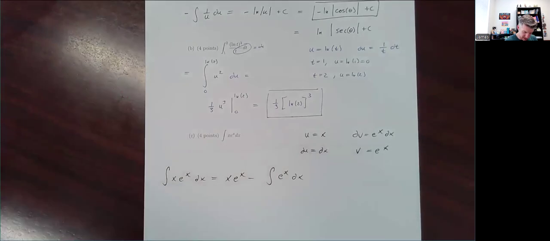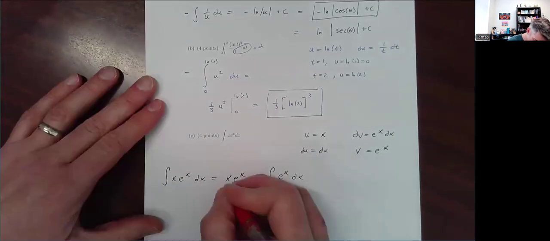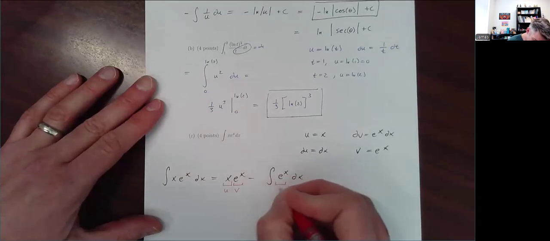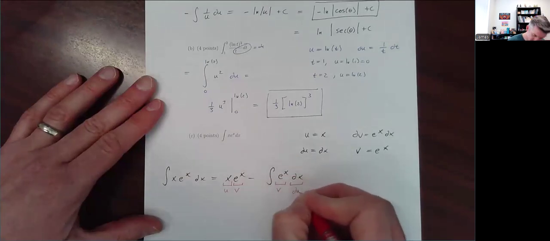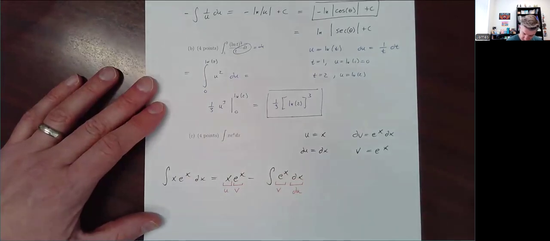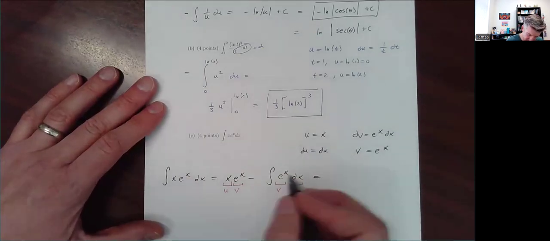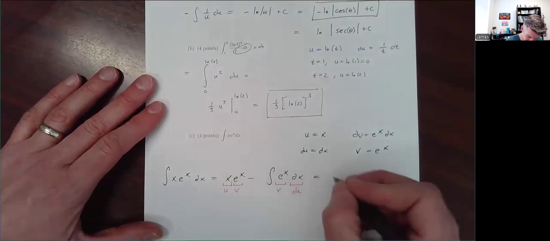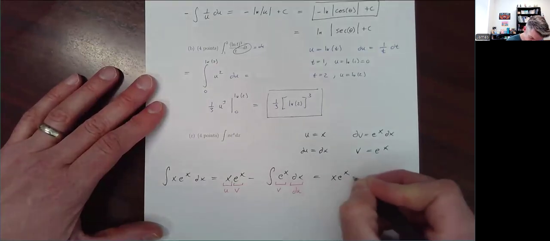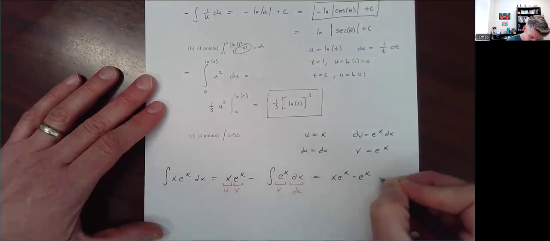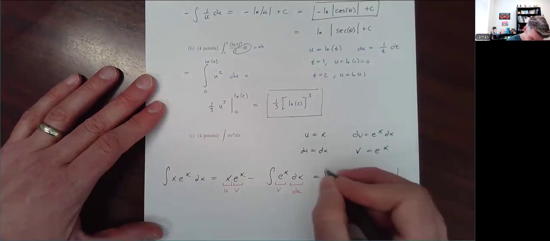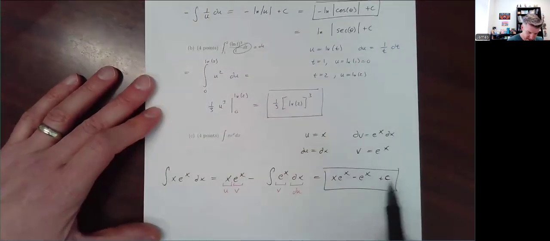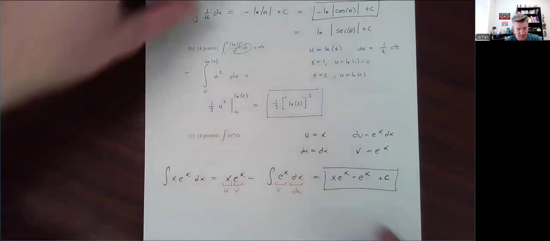Just to make sure everyone's on the same page, that is my u multiplied by my v minus the integral of my v multiplied by my du. And then we continue. The whole point is to make this new integral easier to do. The integral of e to the x is just e to the x. So we're going to get x e to the x minus the integral of e to the x, which is e to the x, plus c. Indefinite integrals get a plus c. Definite integrals don't.